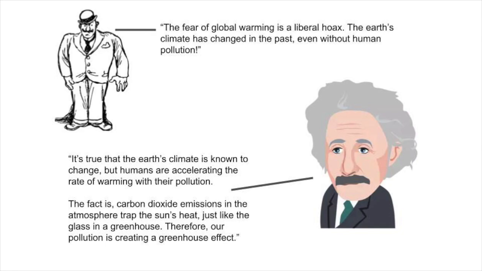He says, "Yeah, it's true that the Earth's climate is known to change, but humans are accelerating the rate of warming with their pollution. The fact is, carbon dioxide emissions in the atmosphere trap the sun's heat, just like the glass in a greenhouse. Therefore, our pollution is creating a greenhouse effect." So it's always a good idea to look for any point in what they're saying that you can agree with before you hit them with the whammy of your logic.